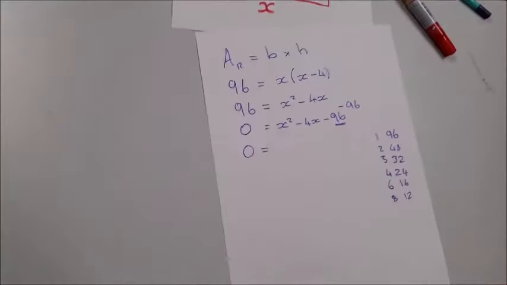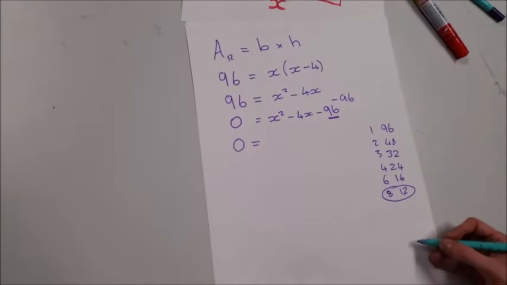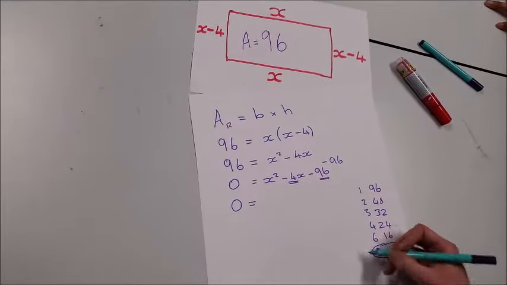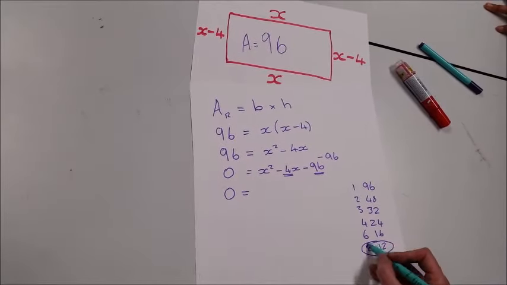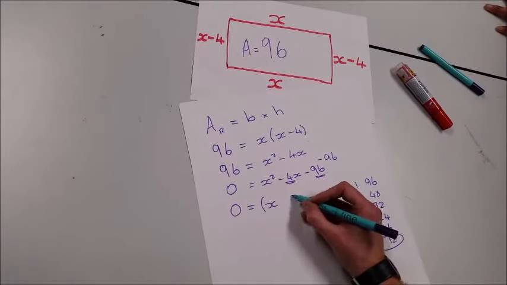And that is where we're going to stop, because we've found a pair of numbers that subtract to make the 4 in the centre of the equation. So our pair of numbers is 8 and 12. Let's put those into some brackets now.